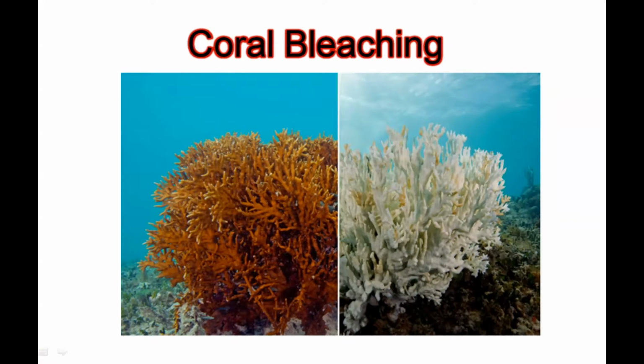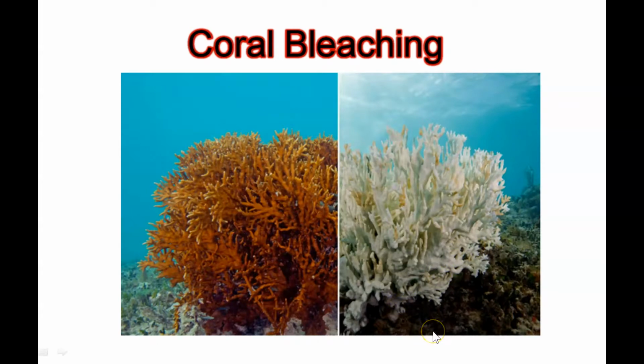So this is an example of coral reef bleaching. This is a coral of a normal color. It looks like a goldish brownish coral. And the same coral that has been bleached, so it's turning snow white. It's losing its color and it's probably going to die eventually.